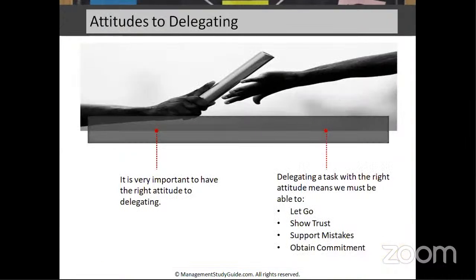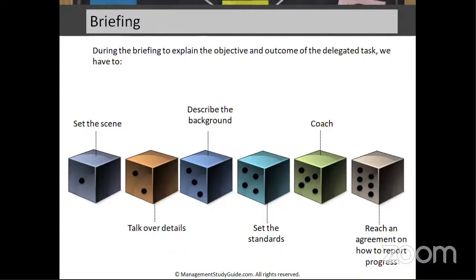Attitudes to delegating. It is very important to have the right attitude to delegating. Delegating a task with the right attitude means we must be able to let go, show trust, support mistakes, obtain commitment. Now, quickly, let's look at briefing. During the briefing, to explain the objective and outcome of the delegated task, we have to set the scene, talk over details, describe the background, set the standards, coach, and reach an agreement on how to report progress.